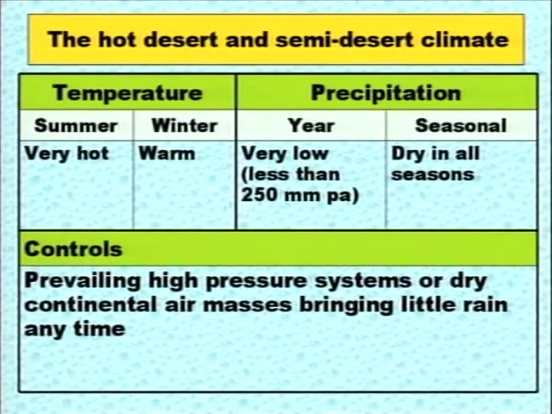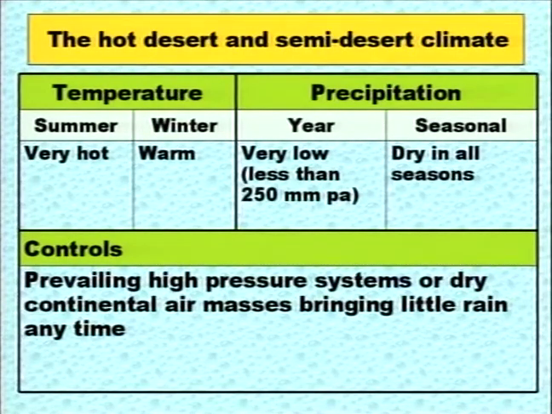We start with the temperature. Temperatures in the desert in summer are very hot, in winter it is warm. Precipitation in the desert areas is very low, usually less than 250 millimeters per year. Seasonally, it is dry in all seasons in the hot deserts. The controls for the hot desert and semi-desert climate are prevailing high pressure systems or dry continental air masses bringing little rain anytime to those areas.